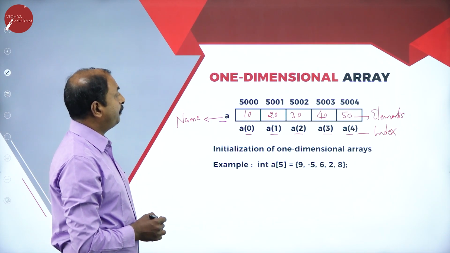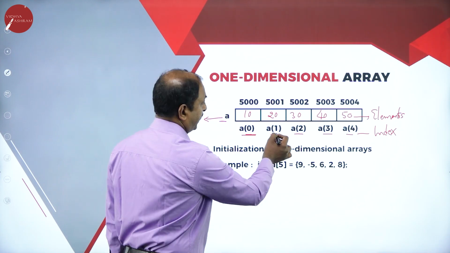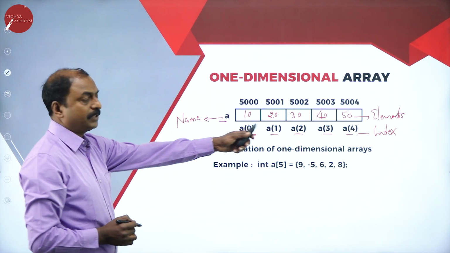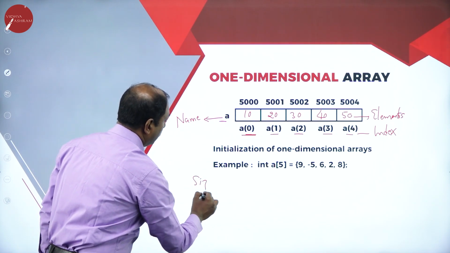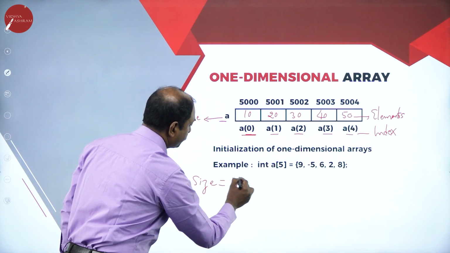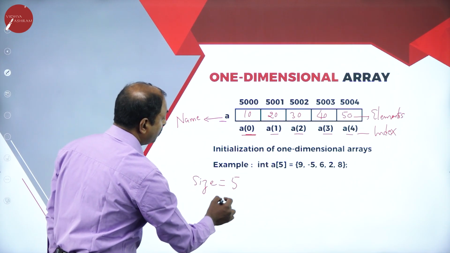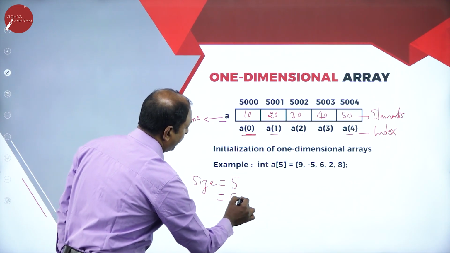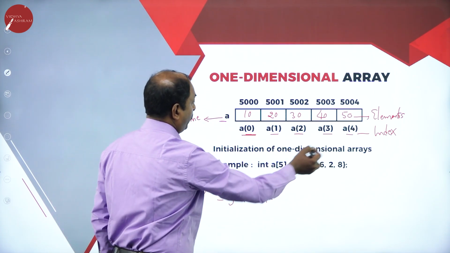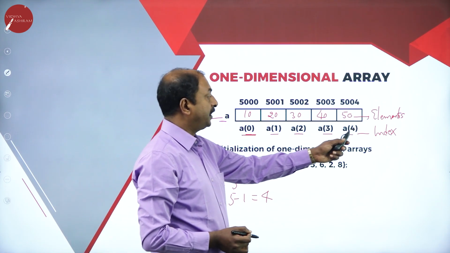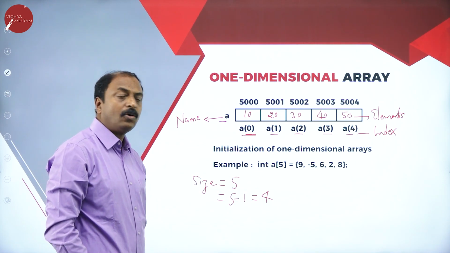And how do we represent the values? Here, this 0 represents one index, then second index, third, fourth, 5. If you observe this example, there are 5 elements. So the size of the array is 5. And the last index is 4. So the last index is 5 minus 1, that is equal to 4. So 0 to 4. The first index is always 0. The last index is 4, that is 5 minus 1. That represents the last index of an array.